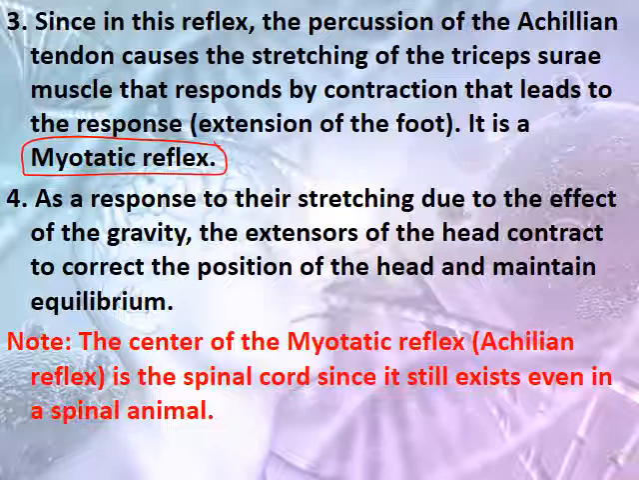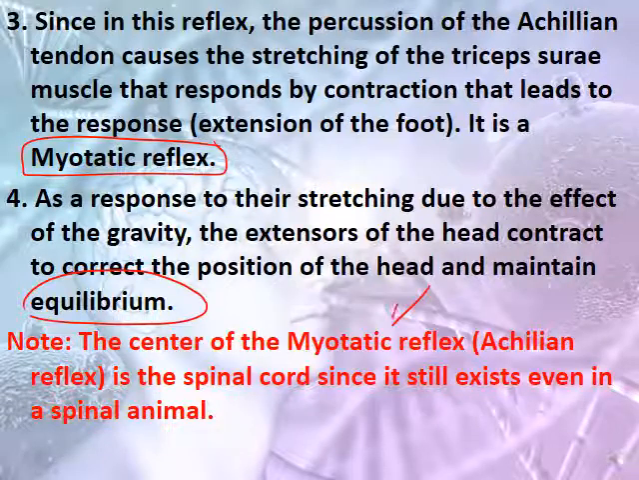As a response to their stretching due to the effect of gravity, the extensors of the head, the neck muscles, contract to correct the position of the head and to maintain the equilibrium position. Here we have a note: the center of the myotatic reflex, here called the Achilles reflex, is the spinal cord, since it still exists even in a spinal animal. So pay attention to this note. The spinal cord is the center of the myotatic reflex, since it exists even in a spinal animal.